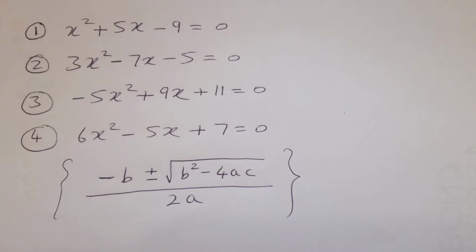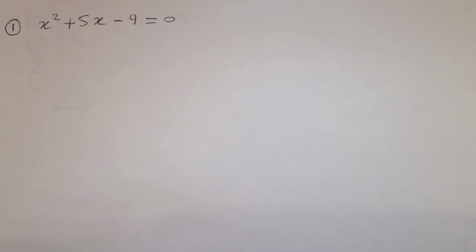So there are two types. One comes in the non-calculator question, where you give the answer in surd form. Surd form means root form. And second is a calculator question, where you give the answer in decimal places or significant figures. Right, friends, so let's start from question number 1 now.